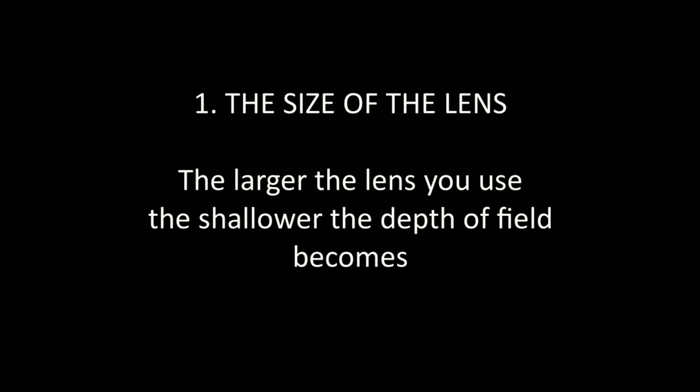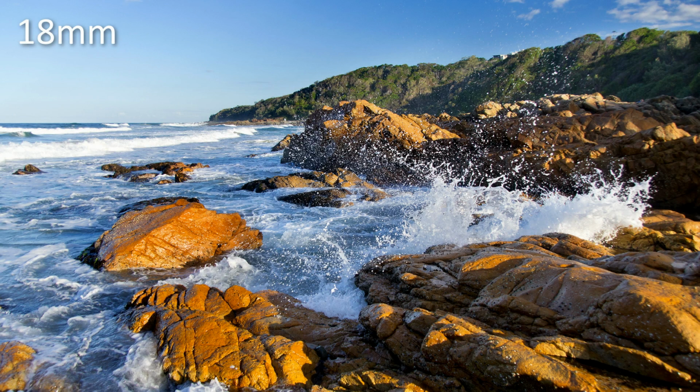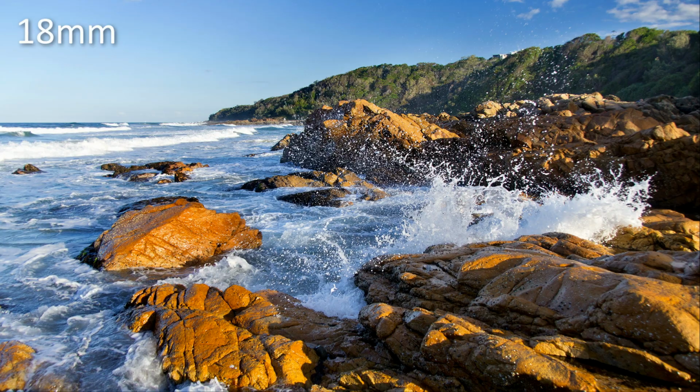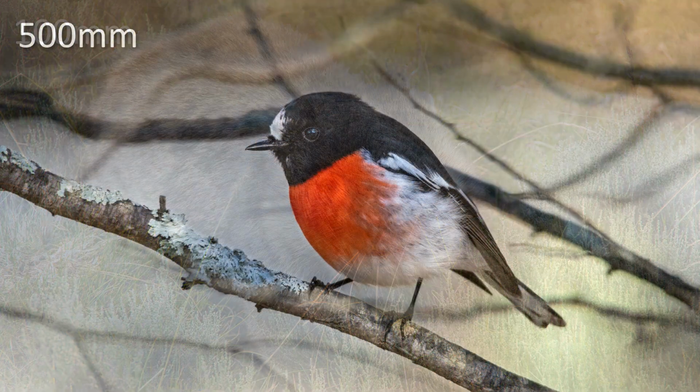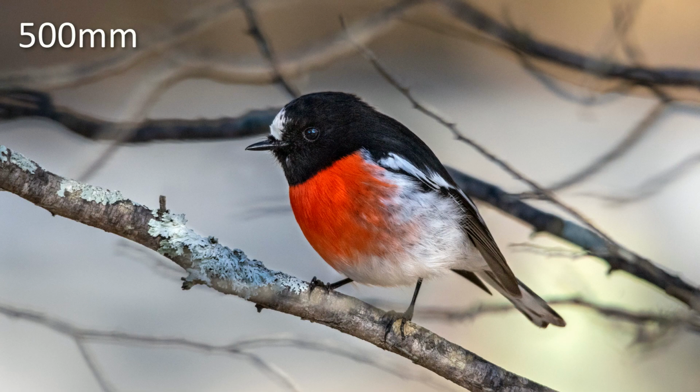So the first one is about the size of the lens, and the very simple rule is that the larger the lens, the shallower the depth of field becomes. That doesn't mean the actual physical size and weight of the lens, I'm talking about focal length. So photos taken on a wide angle lens of, let's say, 18mm will usually have a lot of depth of field, but a telephoto lens of 100mm will produce less depth of field, and as the lens gets larger, the depth of field will continue to get shallower.